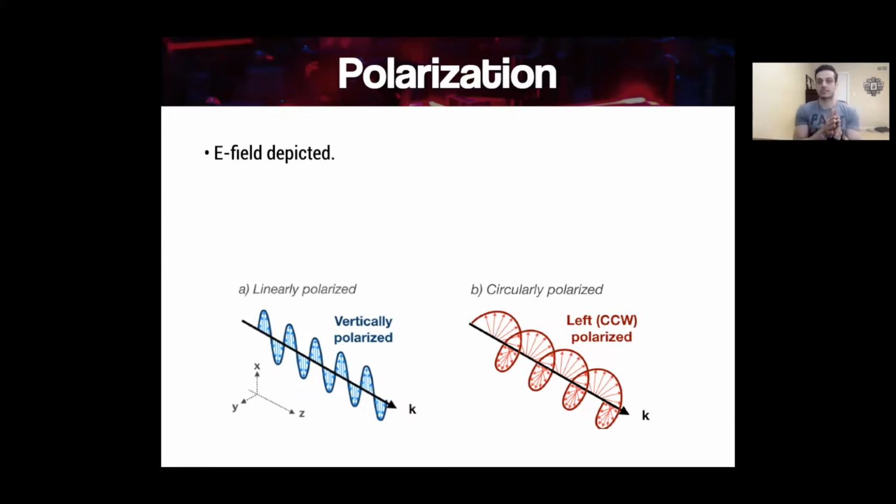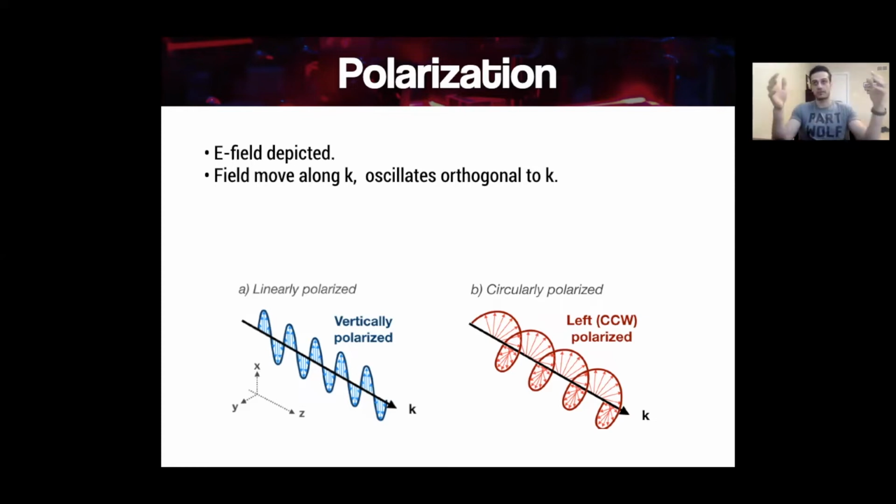So this is just the electric field. The magnetic field here isn't drawn. And so the field is moving along K, and it oscillates orthogonal to K. Okay, so it's also a field.